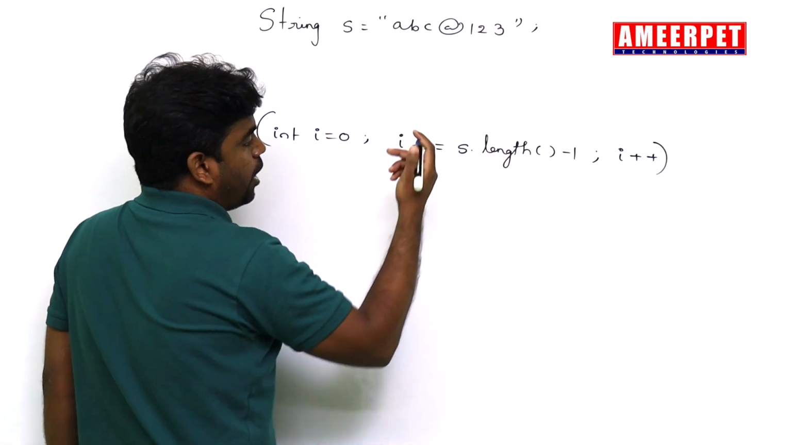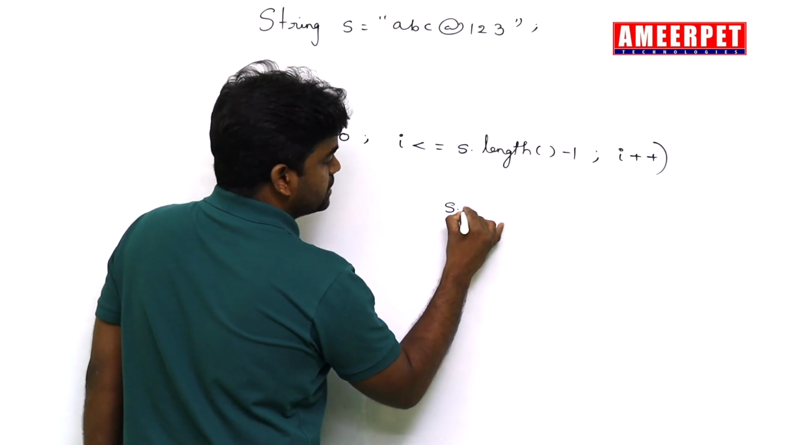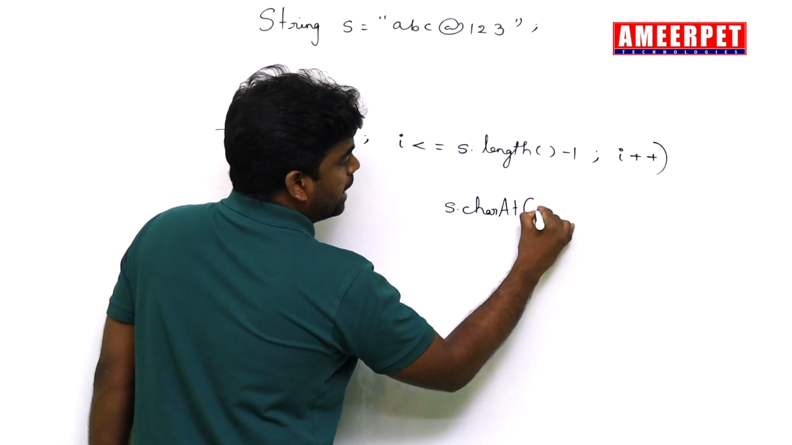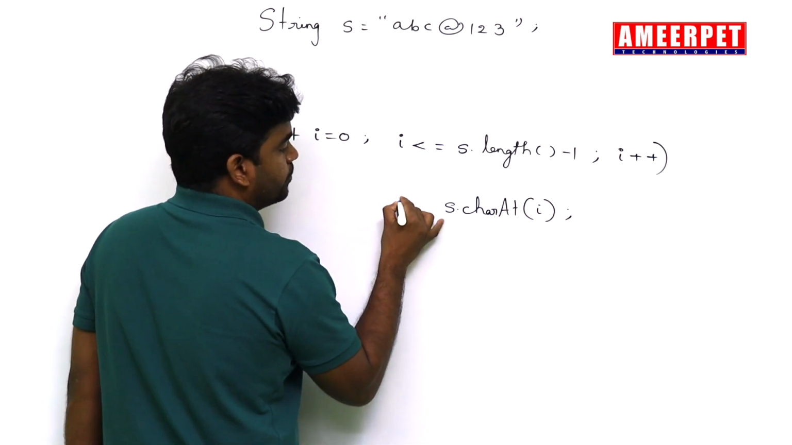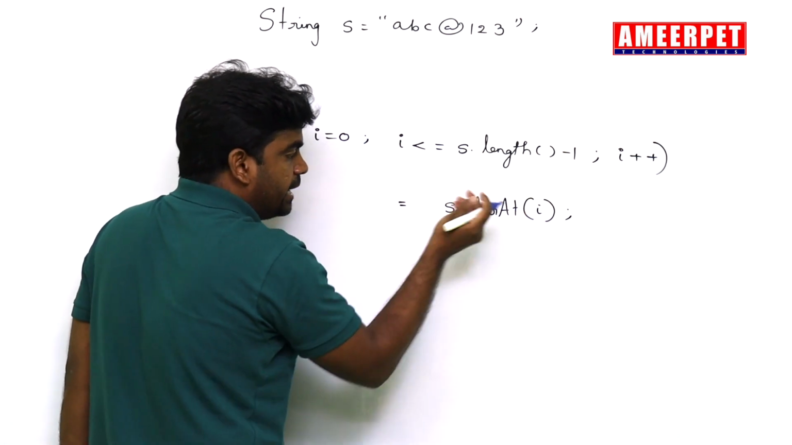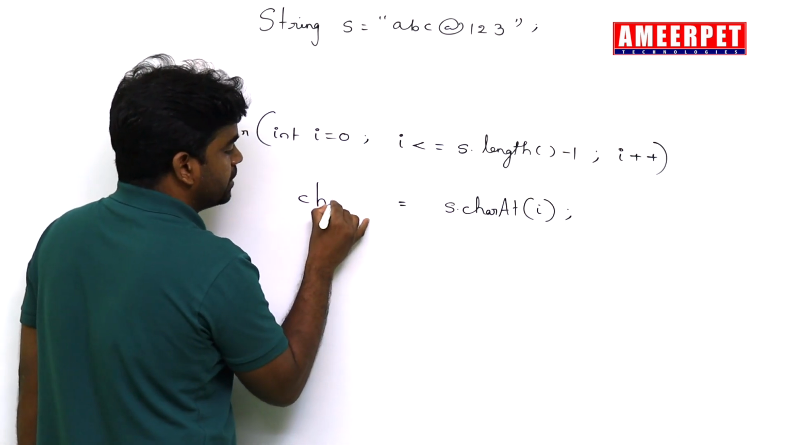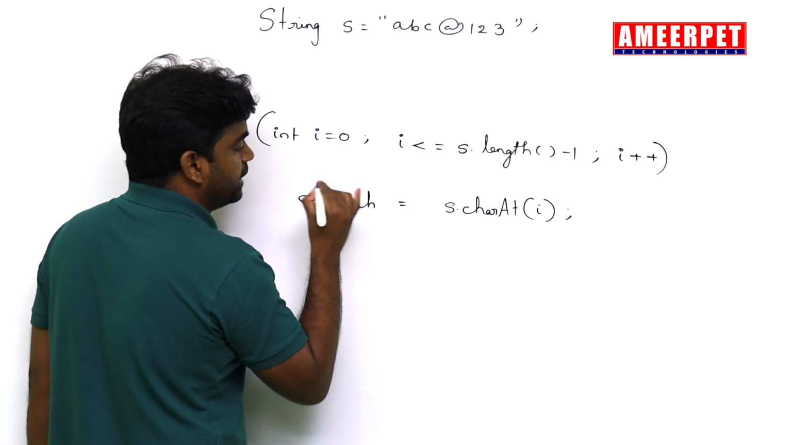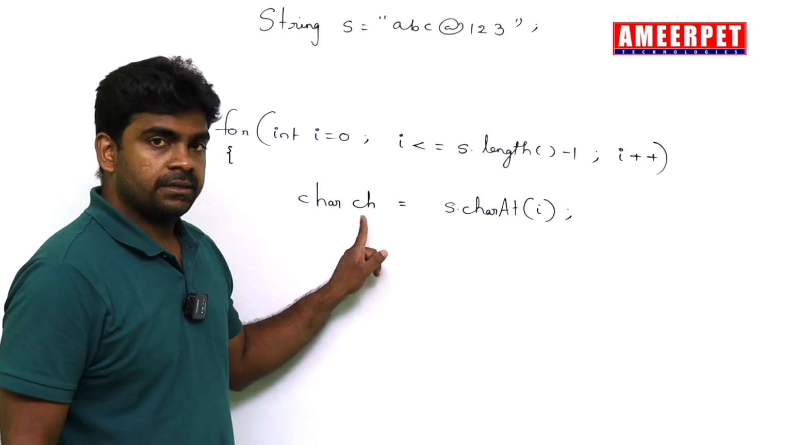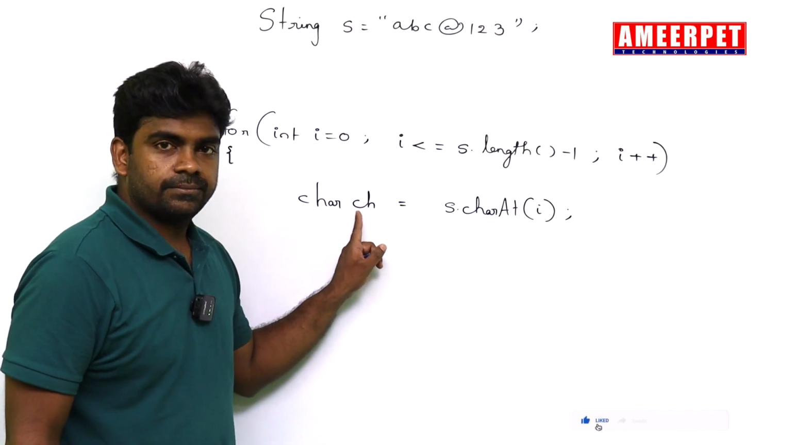Here, how will you get each character? s.charAt(i). For the first index value 0, the 0th location element, the character, we collect into one variable called ch. It will store the character.